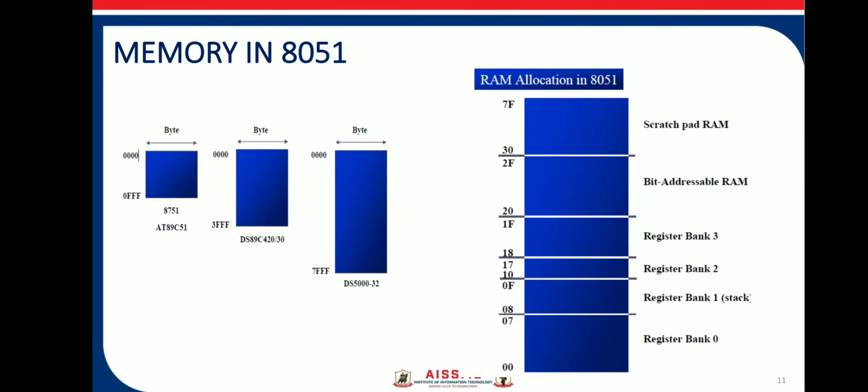So this is the memory architecture of the 8051, 89C51. The code memory addresses run from 0000 to a maximum of 3FFF. Then the RAM allocation in 8051: register bank 0, register bank 1, register bank 2 and register bank 3 have the address locations 00 to 1F. Then the bit addressable RAM is 20 to 2F. Then the scratch pad is 30 to 7F.